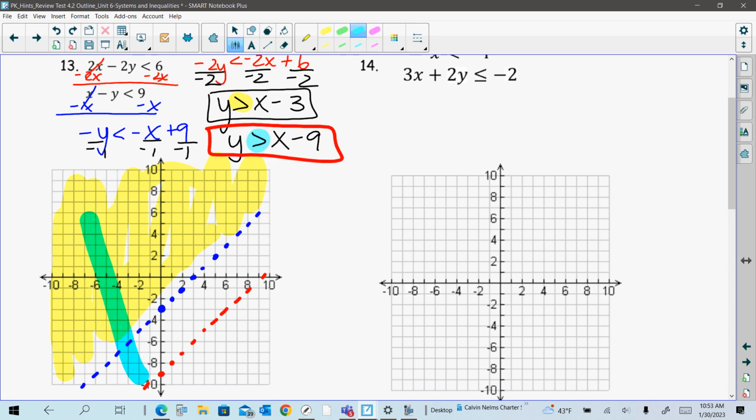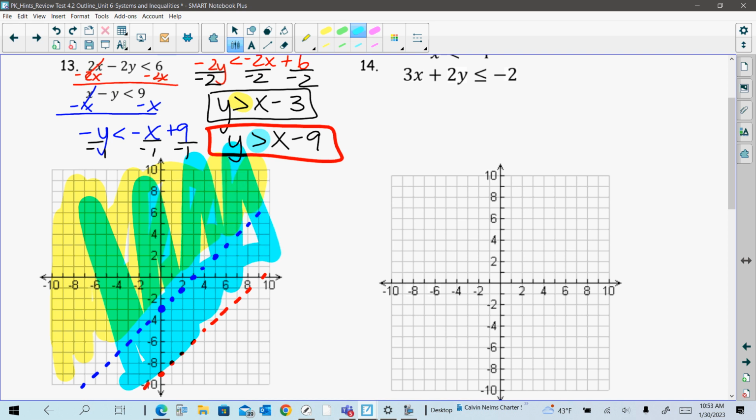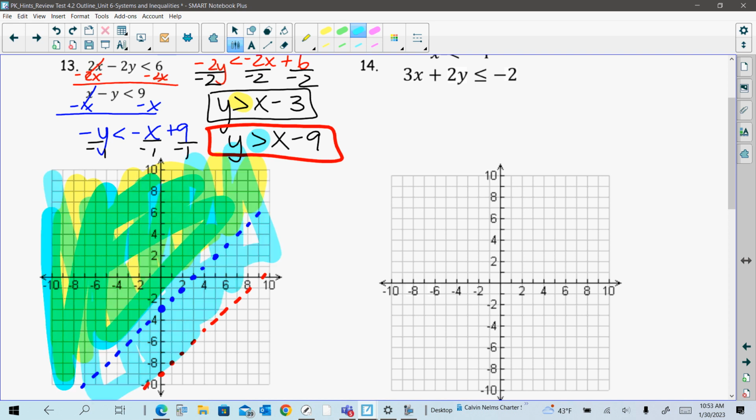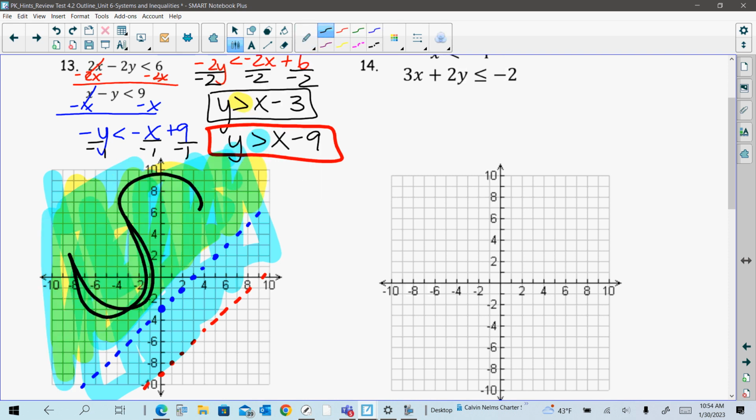Remember, we want it where it overlaps. Okay? So it only overlaps up here where my yellow and my blue make green. So my solution for this one is in this section.